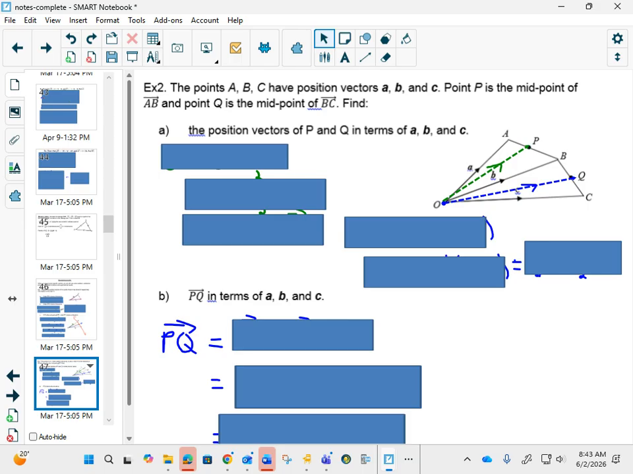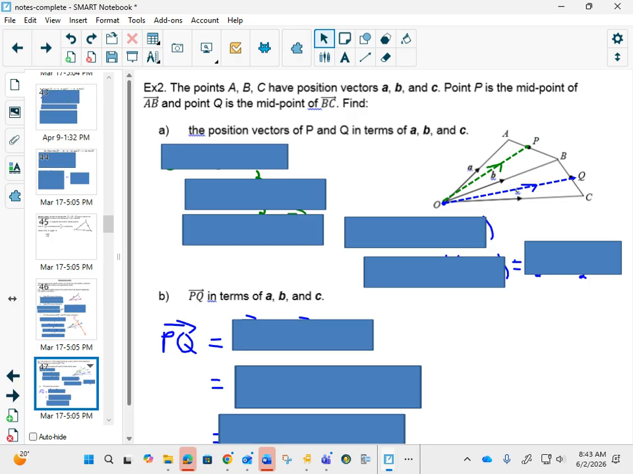A, B, and C have position vectors, so we've got the vectors A, B, and C. It's a new, fancier robot that has three directions it can move in. It can move in the direction A, the direction B, and the direction C. P is the midpoint of AB, and Q is the midpoint of BC. Can we write the green vector and the blue vector in terms of A, B, and C only?